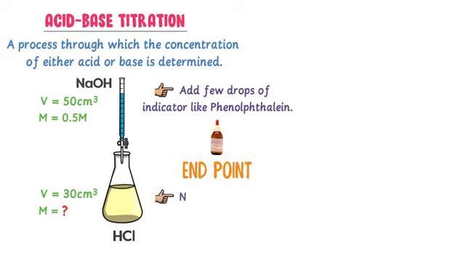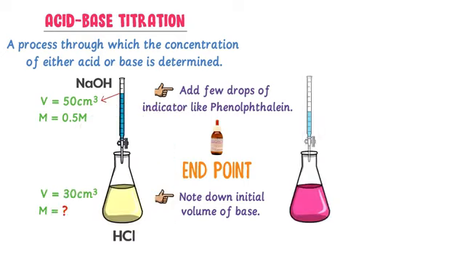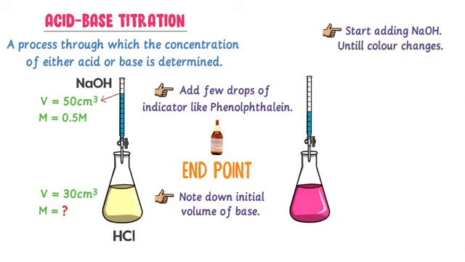The third step is to note down the initial volume of titrant, sodium hydroxide, in the burette. We can see that the initial volume of titrant, sodium hydroxide, is 50 cm3. The fourth step is to start adding the titrant, sodium hydroxide, to the inlet, HCl, until the color changes.